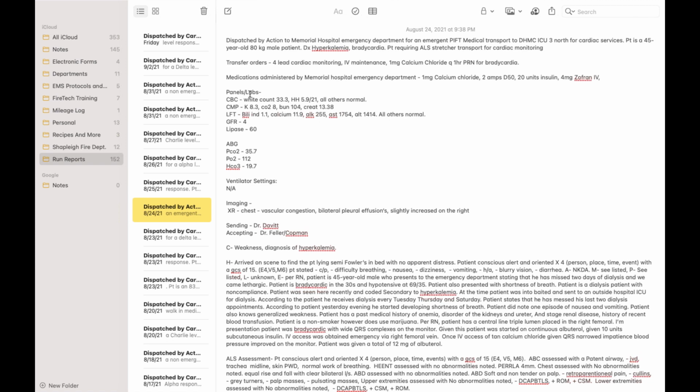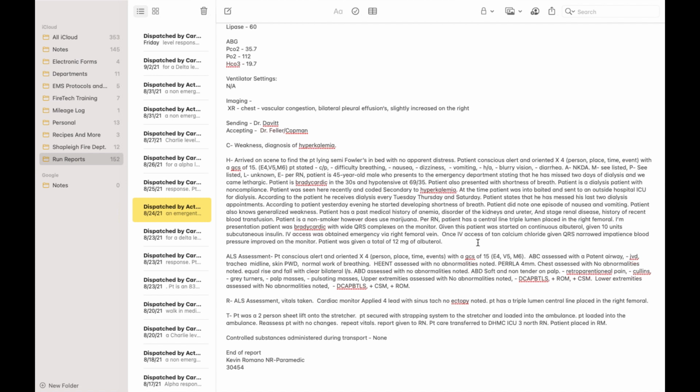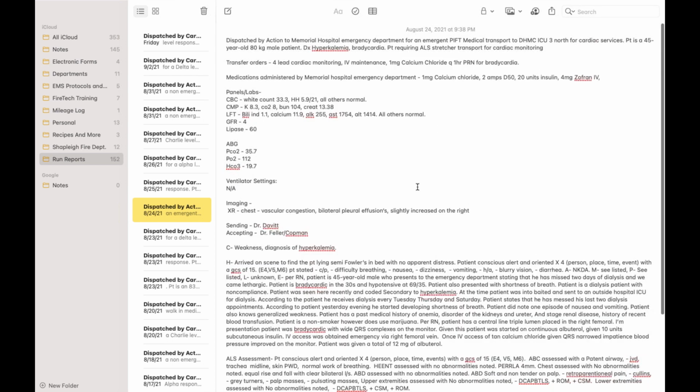Then I go down as far as putting down panels, labs, like CBC, CMP, all this kind of stuff for paramedic stuff. But I put down gases, ventilators, imaging, sending and receiving physicians, and it just breaks it right down. History, what happened to the patient over the time they were at the hospital. So you can see it's pretty in-depth reports. I've seen a lot of run reports in the past that are like 3 or 4 liners.